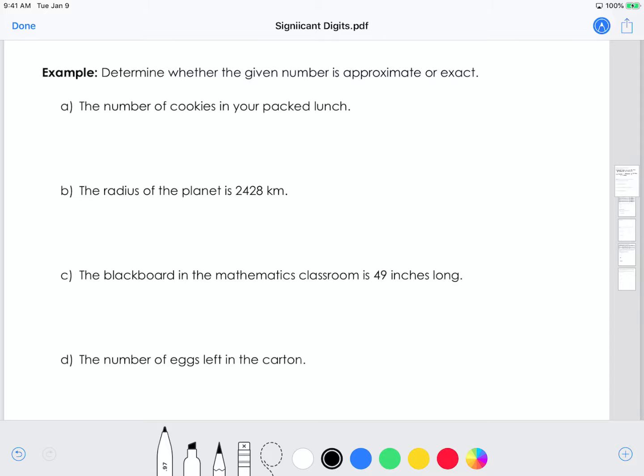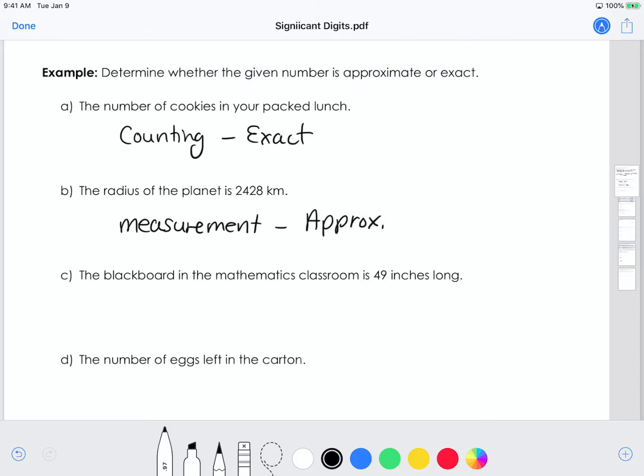So here are some examples where we can determine whether it's approximate or exact. In example A, it says the number of cookies in your packed lunch. That would be determined by counting, so that would be an exact number. The radius of the planet is 2,428 kilometers. That we would have to determine by measurement, so that would be considered approximate.